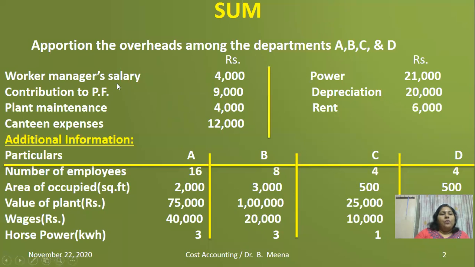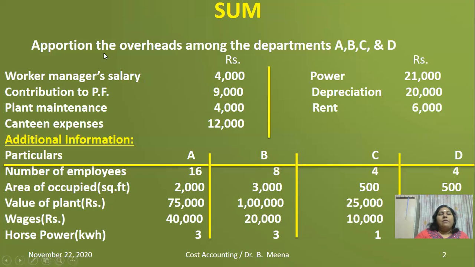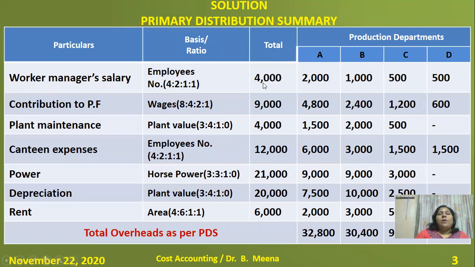Works manager salary. For works manager salary, I can take the basis as number of employees. So what is the ratio? The final simplified ratio is 4 is to 2 is to 1 is to 1. So the number of employees is the basis, 4 is to 2 is to 1 is to 1. Works manager salary is given totally 4,000, so I can show 4,000 in the total column. This 4,000 needs to be apportioned between A, B, C and D in the ratio 4 is to 2 is to 1 is to 1. So 4 by 8, 2 by 8, 1 by 8, 1 by 8. Then you will get these values out of 4,000.